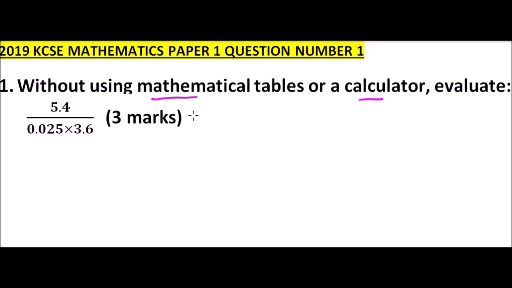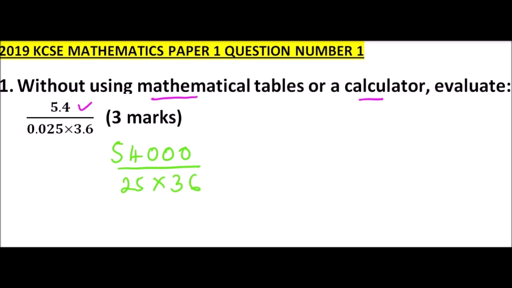So if you look at the numerator here, we have 5.4, that is one decimal place. The denominator has 0.025, those are 3 decimal places, and 3.6, 1 decimal place, so that adds up to 4 decimal places. So we need to move the decimal places of 5.4 four places to the right. So we have 5, we have 1, that is 2, 3, and 4. So that will be 54,000 divided by, now this will be 25 multiplied by 36.